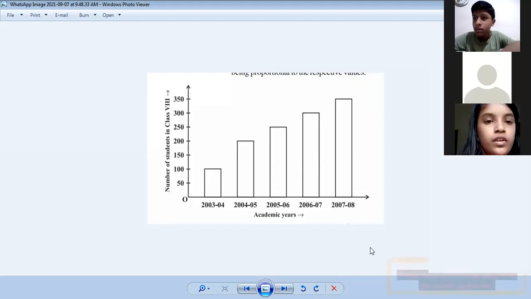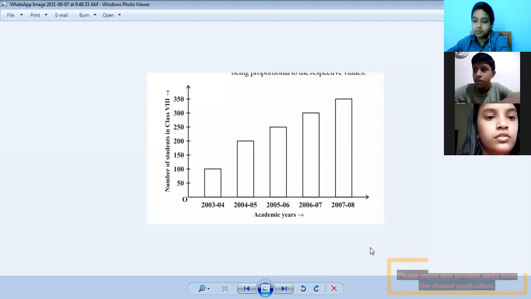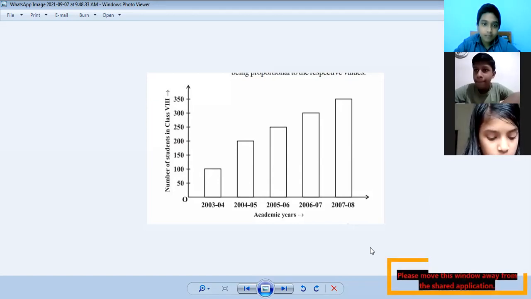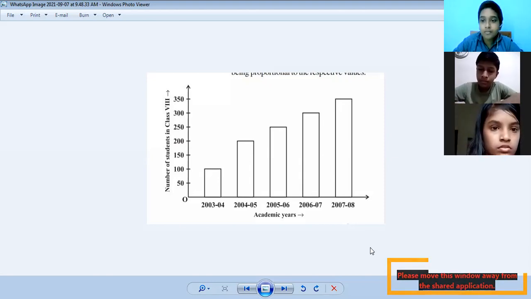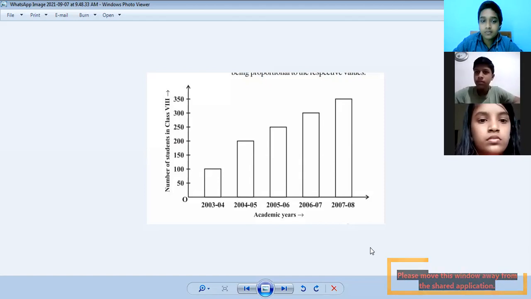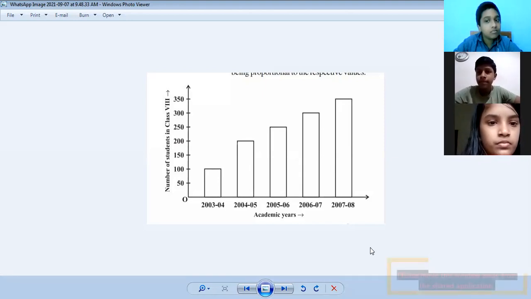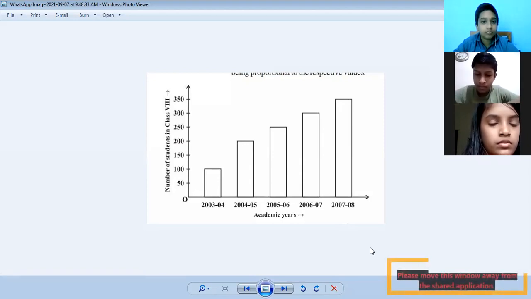You can see in academic year 2003 to 4, there are only 100 students. But in 2004 to 5, it became 200 students. There is a maximum increase. So, in which year is the increase in the number of students maximum? 2004 to 2005. Okay, the maximum increase, not the maximum students. Maximum increase happened in the year 2004 to 2005.